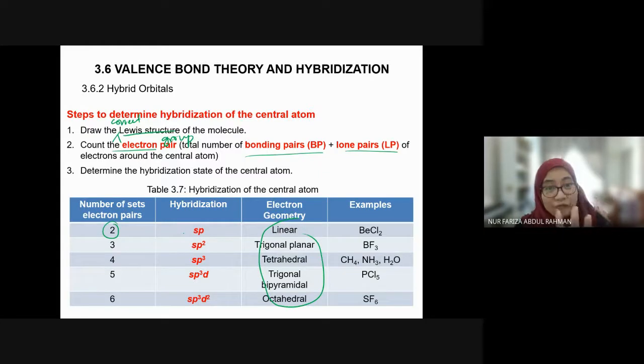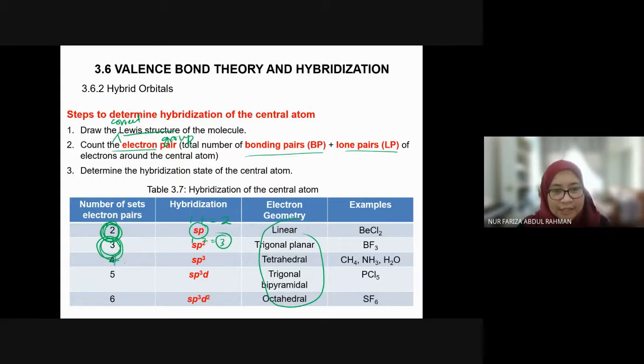hybridization pun ada 5. We only have 5 types of hybridization. If it's linear ataupun if it has 2 electron groups, it will be sp, guys. 1 S orbital, 1 P orbital. So in total berapa? 2. Sama tak dengan electron group dia tu? Sama. Okay, if we have 3 electron groups, guys, 1 S orbital, 2 P orbital. 1 plus 2 will be 3, which is the same as the electron group just now.